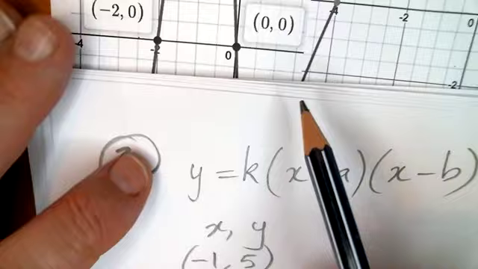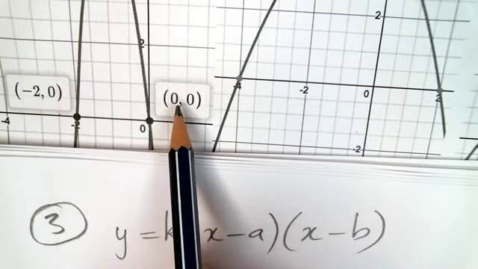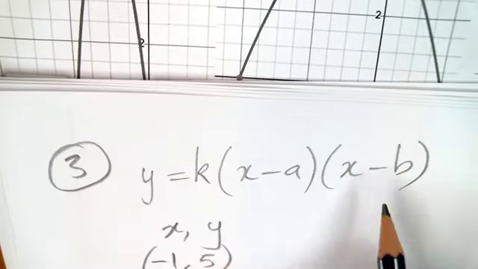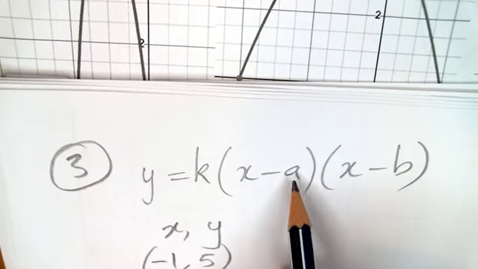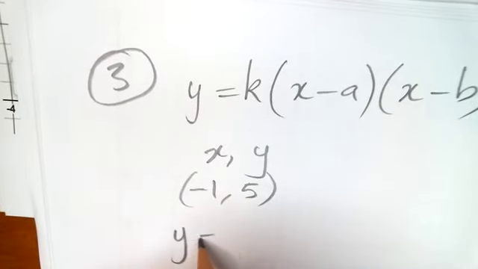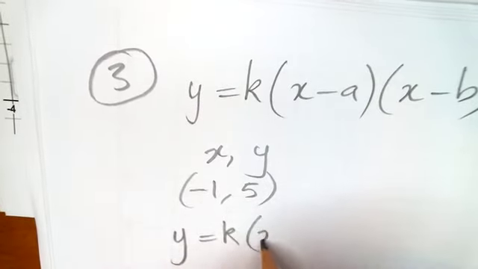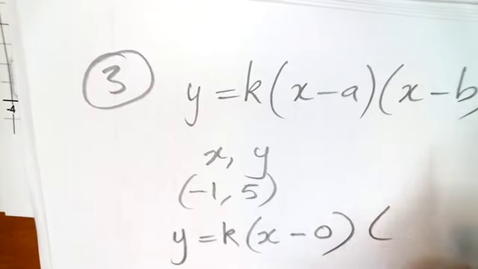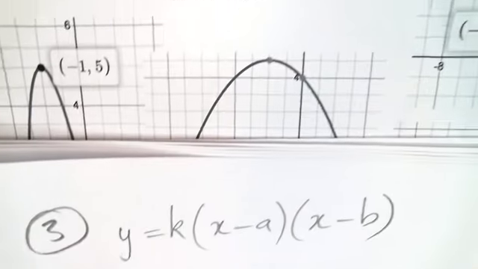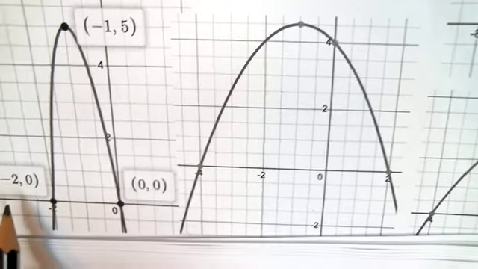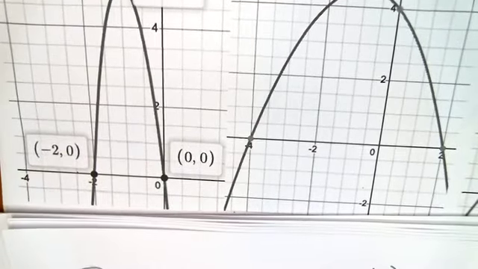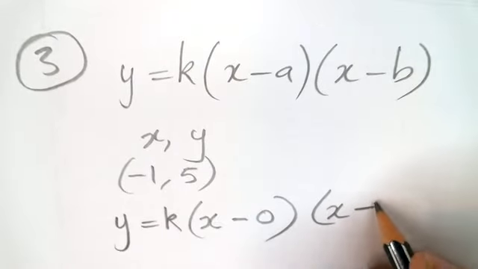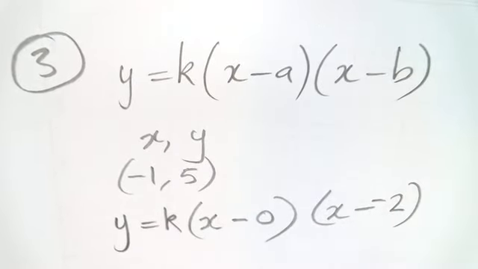The first value I'm actually going to look at is this one over here. This is 0. X is 0. So I'm going to make this a 0. So here it is: y is equal to k, which we don't know, (x minus 0), and the other one, I'll make this one b, is (x minus negative 2), so it's minus minus 2, which of course is x plus 2.